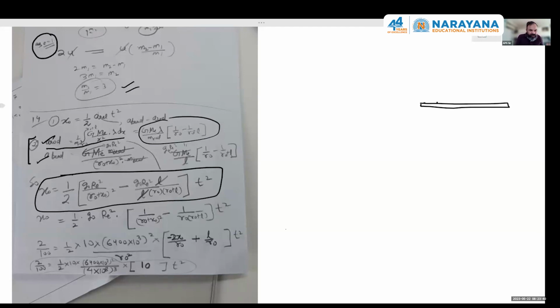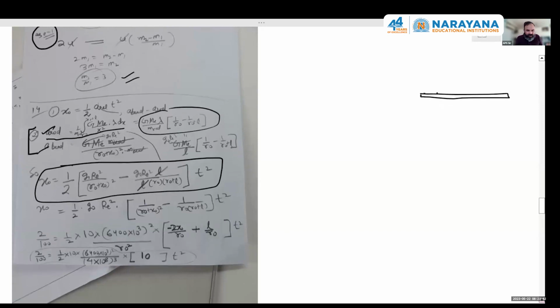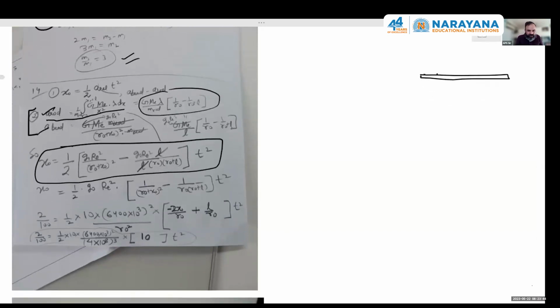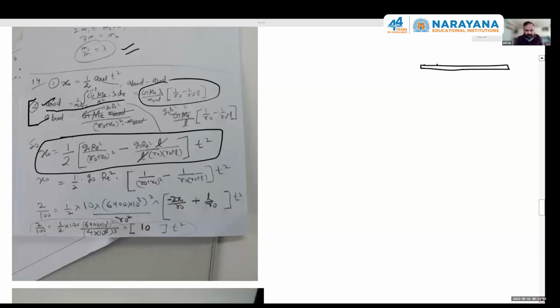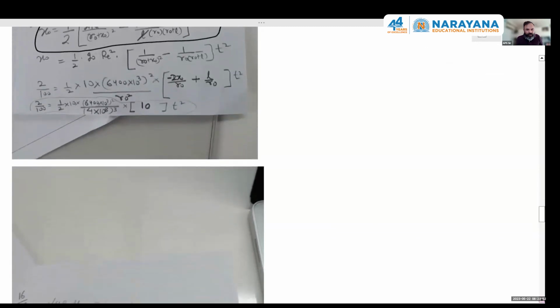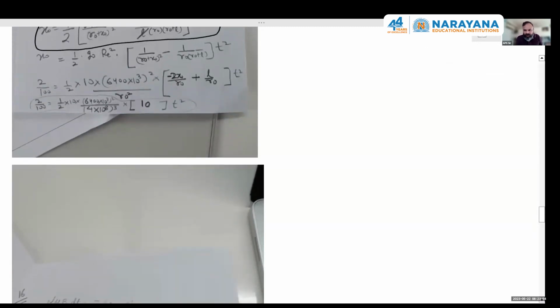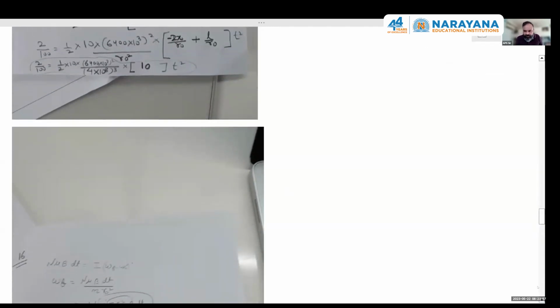If you understand this first step, then it is purely maths that I've applied. I got these equations. Then I did some binomial approximation here. I took R naught out and I just kept on solving with approximation. Then it was purely calculation and you got your value of T.